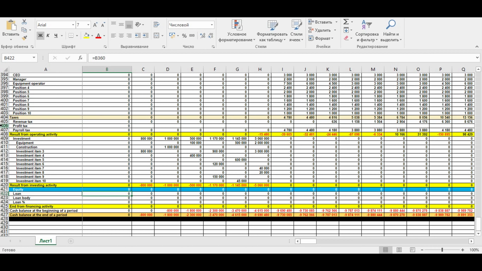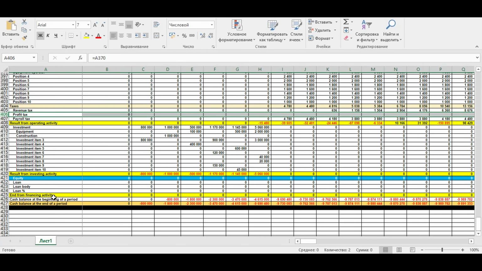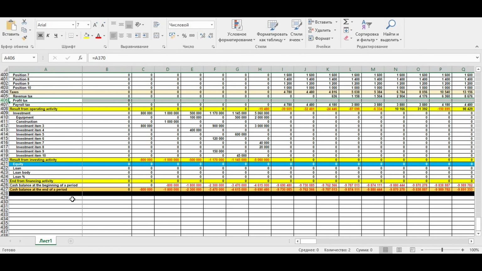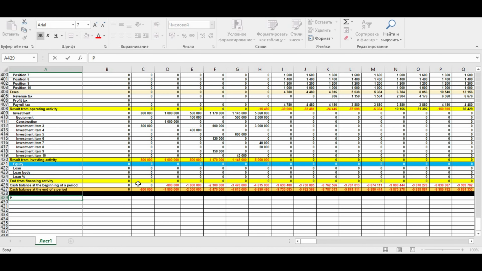First of all, we have to finish our cash flow statement. Today we will calculate the profit tax, and we will figure out the amount of financing we need to start our business. First of all, we calculate the profit tax base.